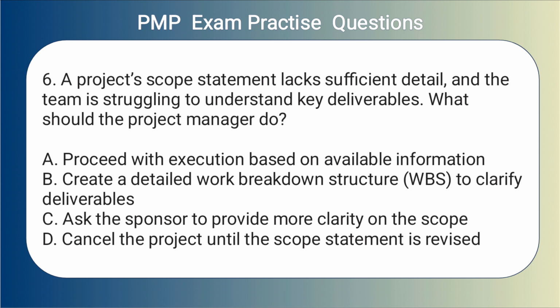6. A project scope statement lacks sufficient detail, and the team is struggling to understand key deliverables. What should the project manager do? A. Proceed with execution based on available information. B. Create a detailed work breakdown structure, WBS, to clarify deliverables. C. Ask the sponsor to provide more clarity on the scope. D. Cancel the project until the scope statement is revised.